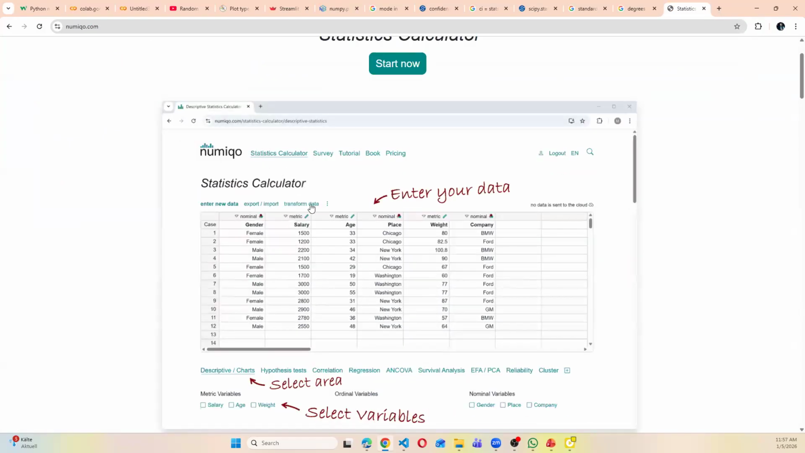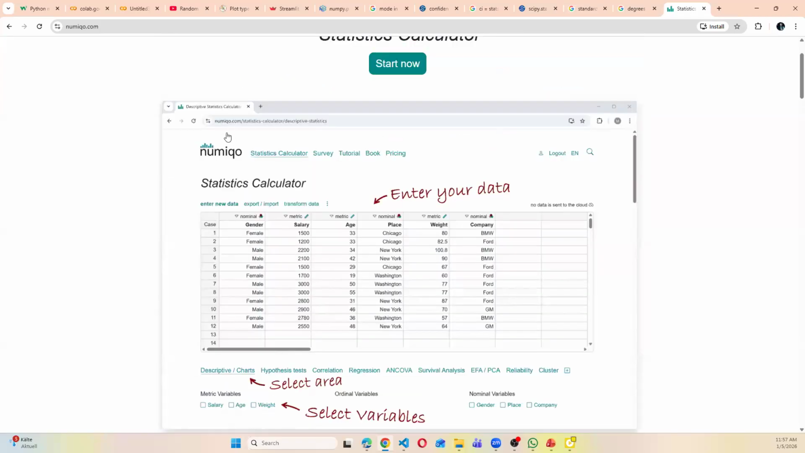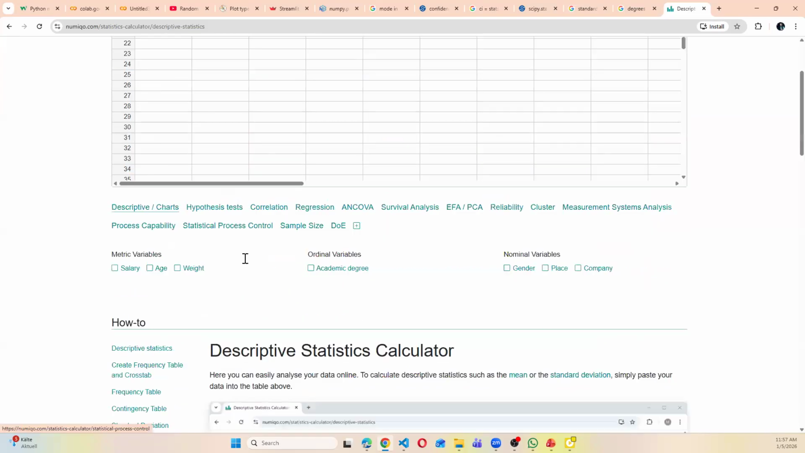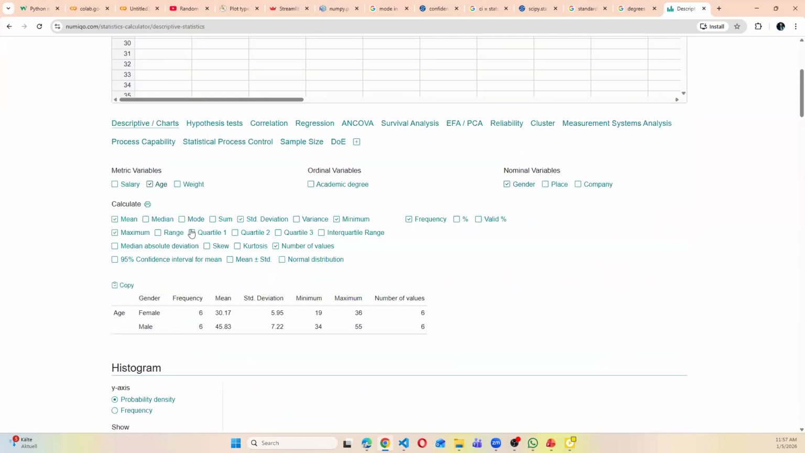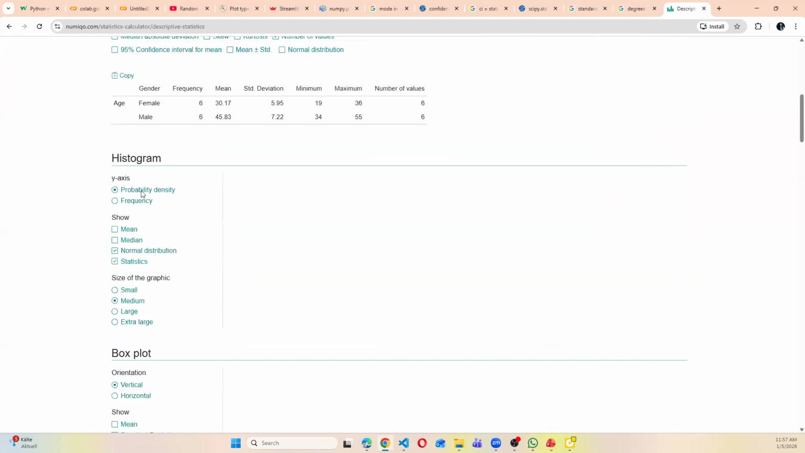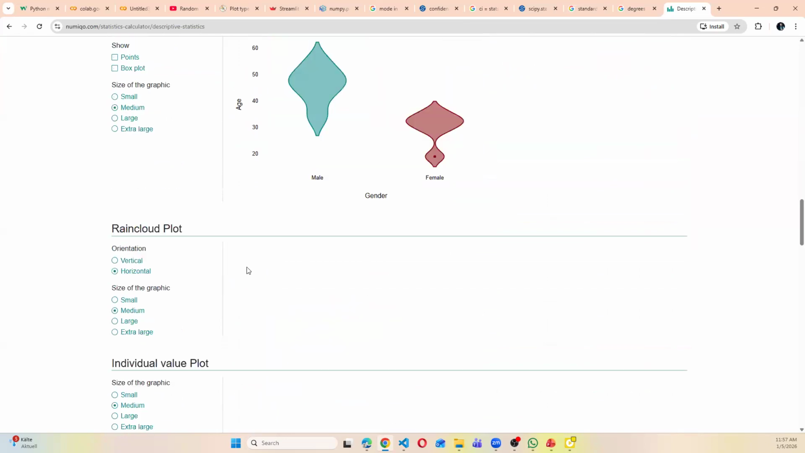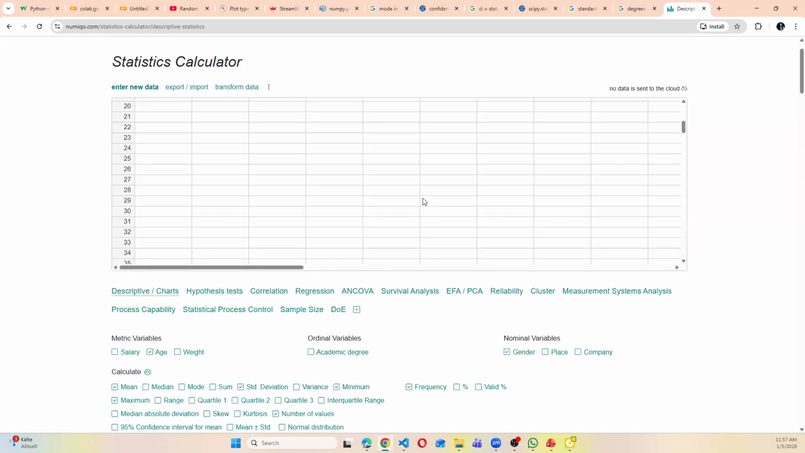So this one you can just see, it works perfectly. You can check everything. It will give you what you should use, like a histogram for age, everything. And then you can find from here what you need, first quartile, second quartile. So this is one of the websites.